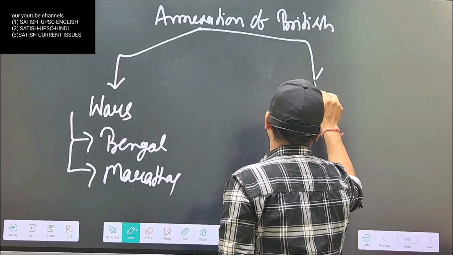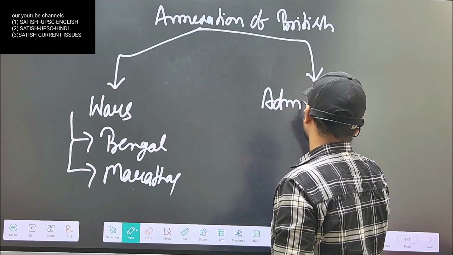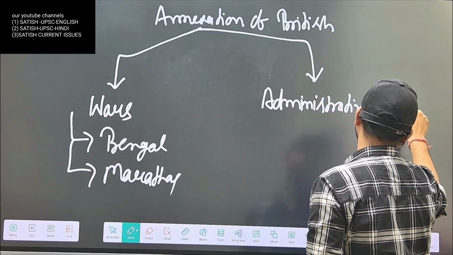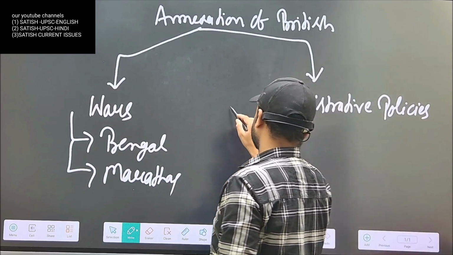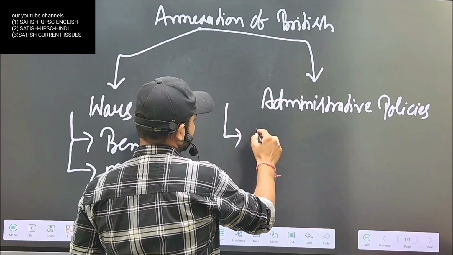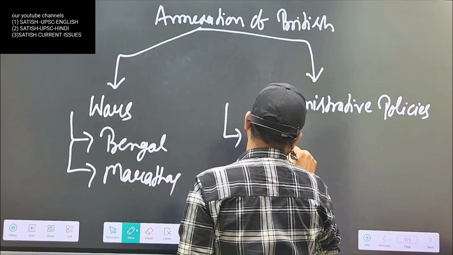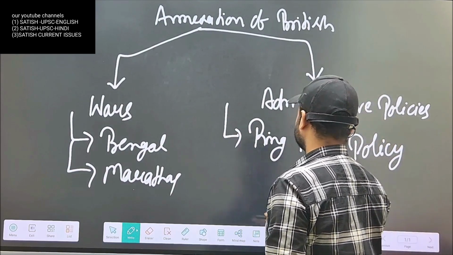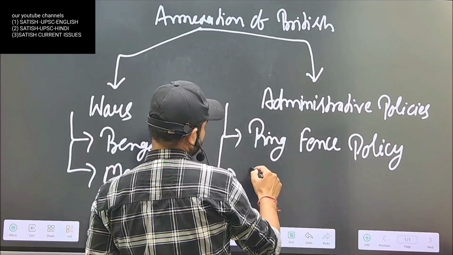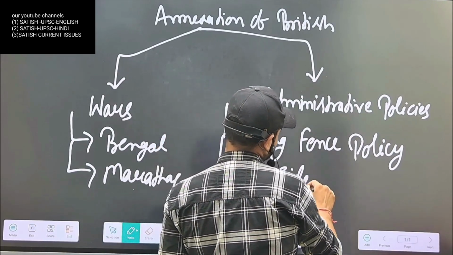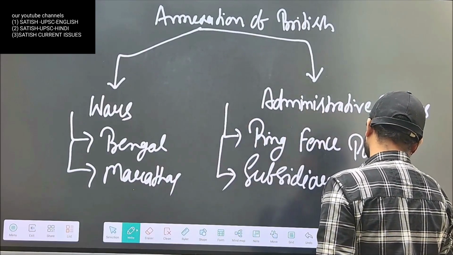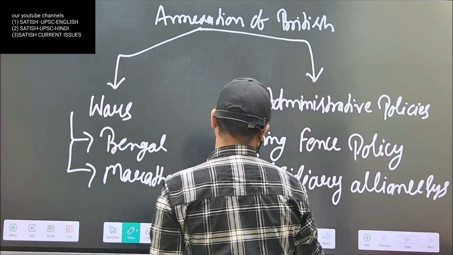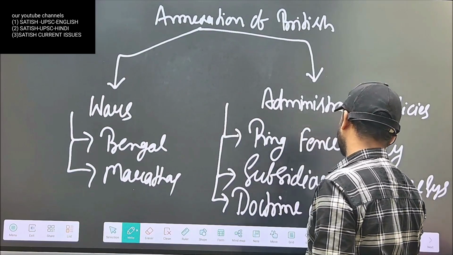And next is by administrative policies. So some are administrative policies like ring fence policy. Second was subsidiary alliance system. Third was doctrine of lapse.